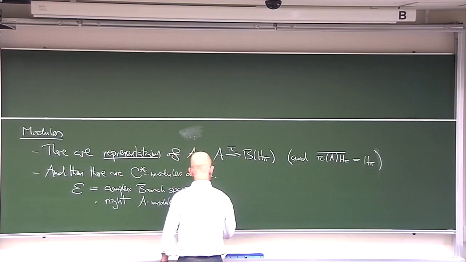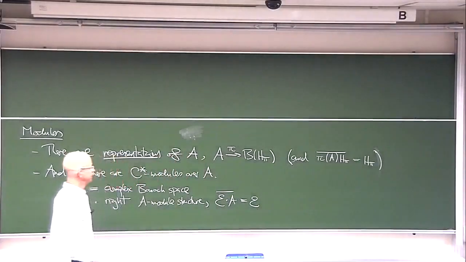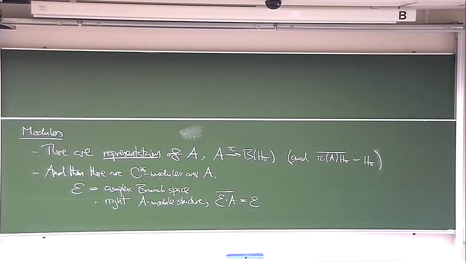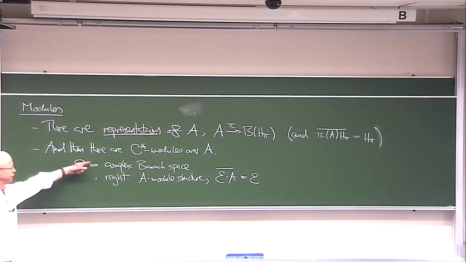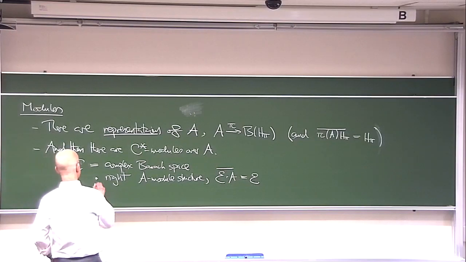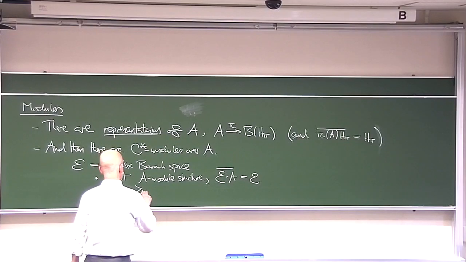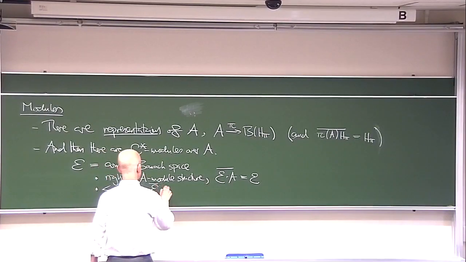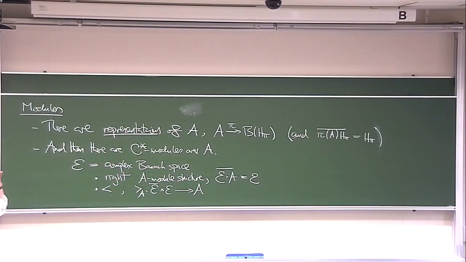And while we're at it, a non-degeneracy assumption. So A is an algebra over C, and E here is a Banach space over C, and the two complex structures should be compatible, of course. And here's the key thing. There should be an inner product, an A-valued inner product on E, linear in the first slot, conjugate linear in the second slot.